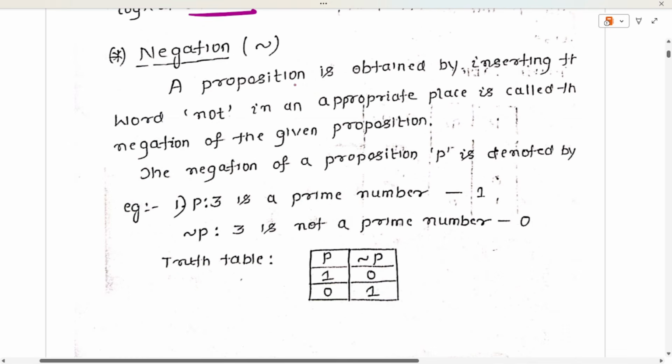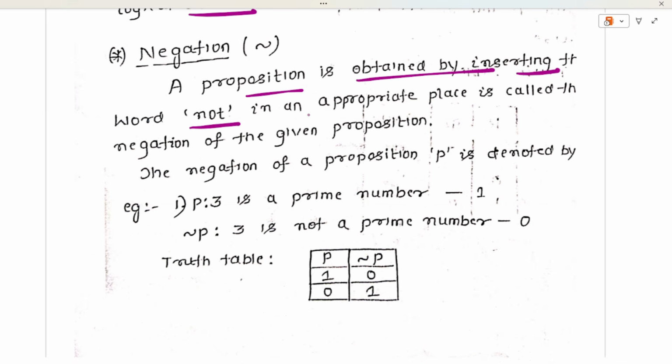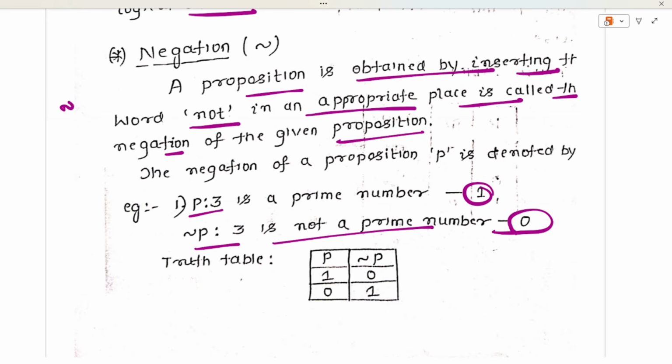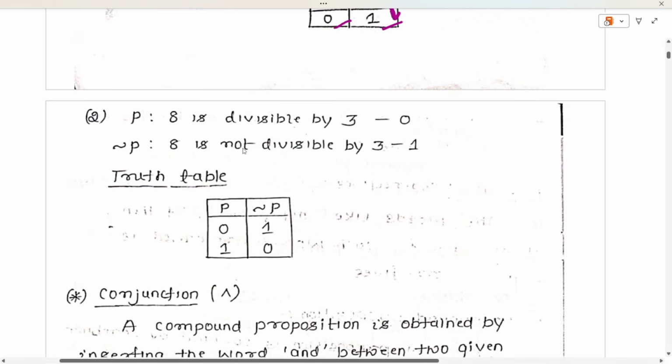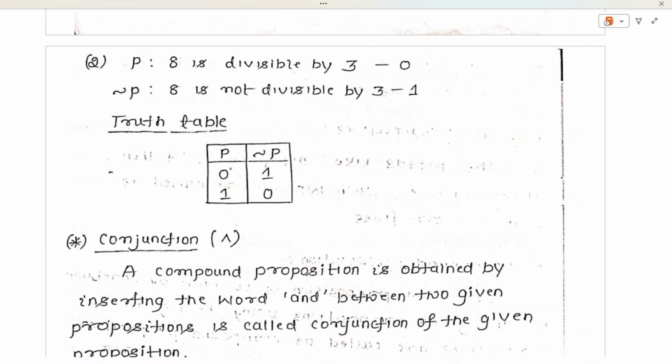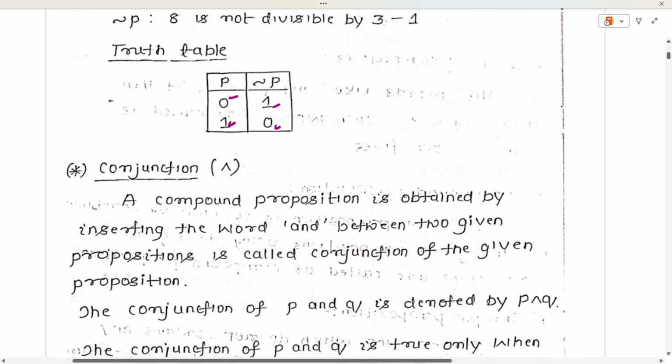Next is about negation. A proposition that is obtained by inserting the word not in an appropriate place is called the negation. Not is represented by a symbol. Okay, the proposition p is: 3 is a prime number. You represent it by 1. Not p is: 3 is not a prime number. You represent it by 0. So you will have 1 for 0 and 0 for 1. That means the opposite value has to be written. The same way, for 0 it is 1 and for 1 it is 0.